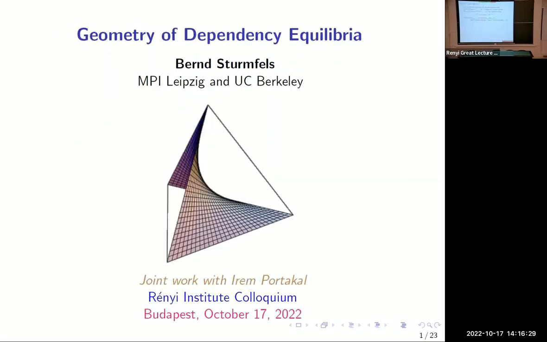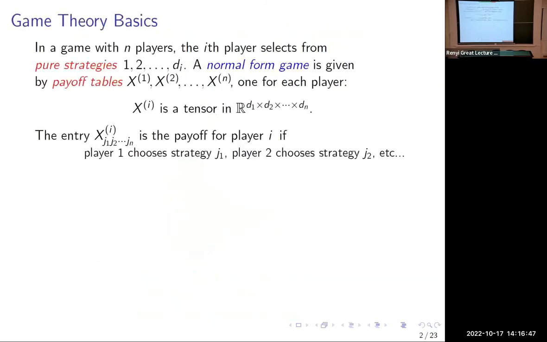The title is, whoops, so the title is Geometry of Equilibria. It's really going to be algebraic geometry, a little bit of combinatorial geometry, but mostly algebraic geometry. And equilibria are supposed to be understood in the sense of game theory. And this is a quadratic surface in a tetrahedron. So let's see how it goes.